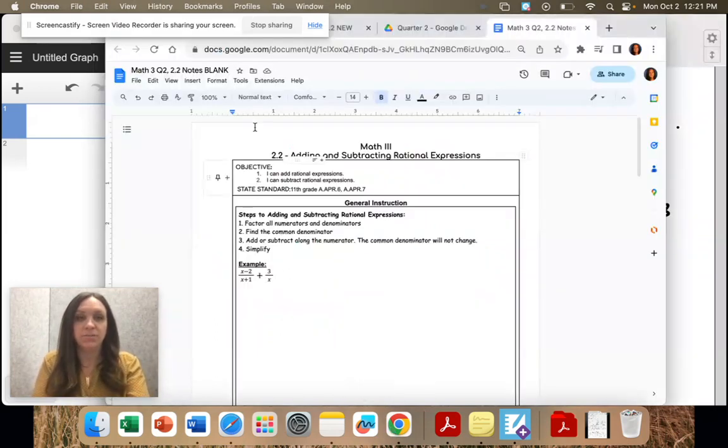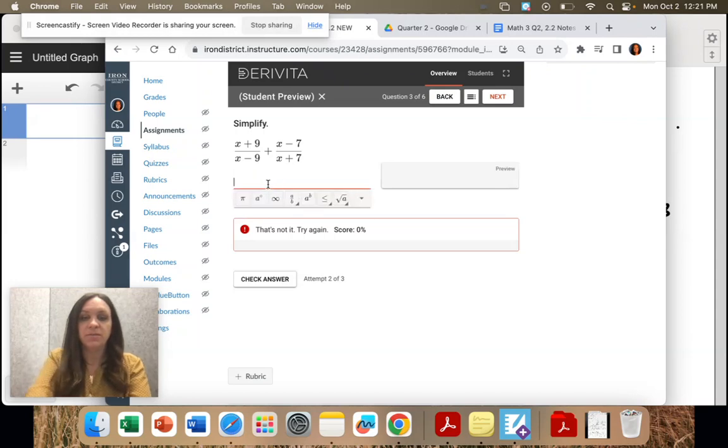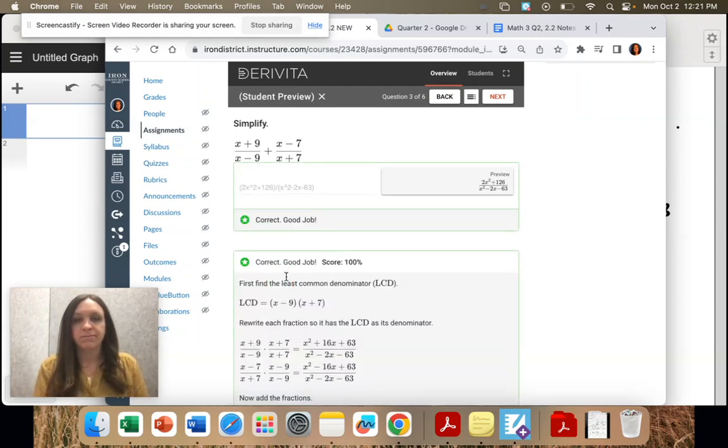This one they don't. So let's go here and do 2x squared plus 126 divided by x squared minus 2x minus 63. Here we go.